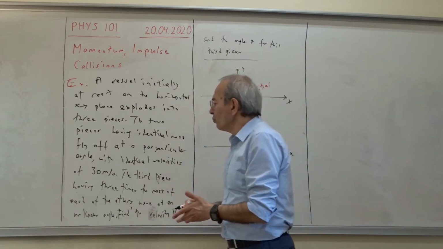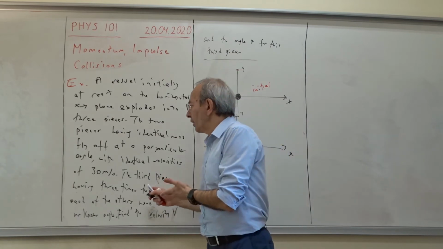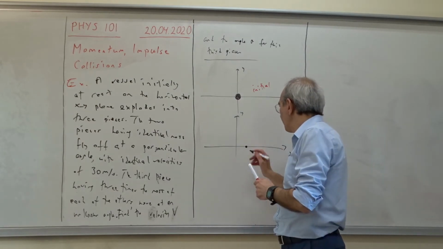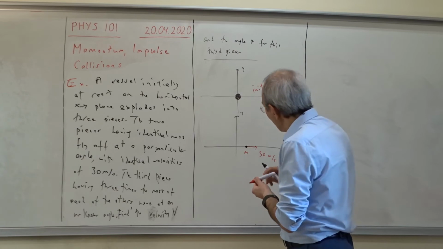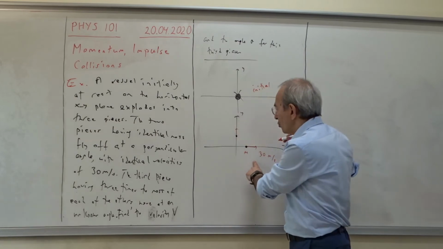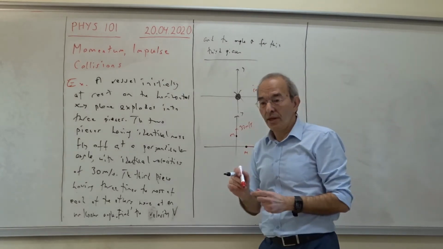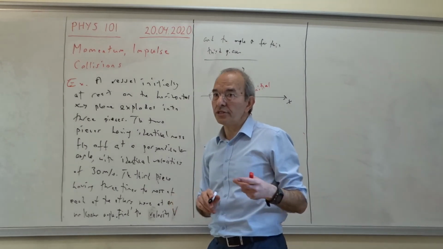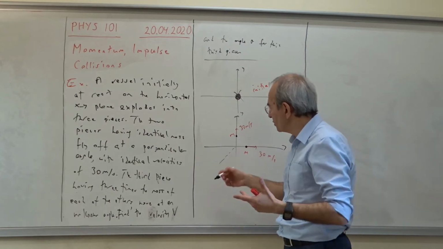Two identical particles fly off at a perpendicular angle. Since the angle is not specified in the problem, we can choose, for instance, that one of them is moving in this direction with a velocity of, let's say, 30 meters per second, and mass m. The other, identical one, after this explosion, is moving perpendicular to this, in the y direction, with the same speed, 30 meters per second, and the same mass m. However, the third piece has three times the mass of the others, so it has mass 3m, and we should understand that it is moving in this direction.